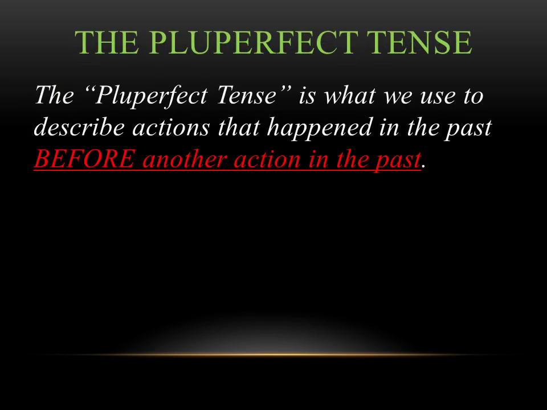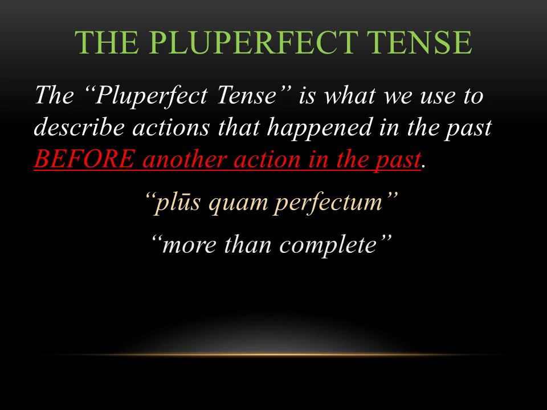So the pluperfect tense is what we use to describe actions that happen in the past, but they happen before another action in the past. That's the key phrase here. Even the name gives this away. The term pluperfect comes from the Latin phrase plusquam perfectum, which literally means more than complete or more than finished.